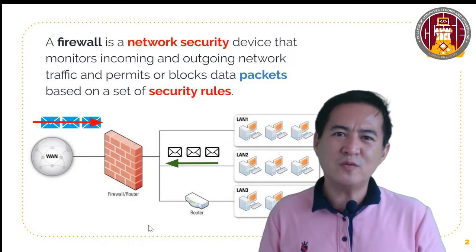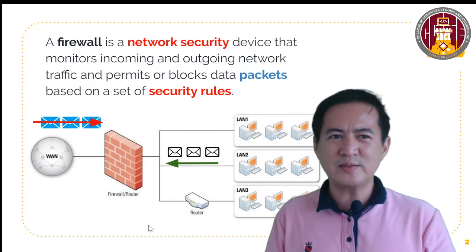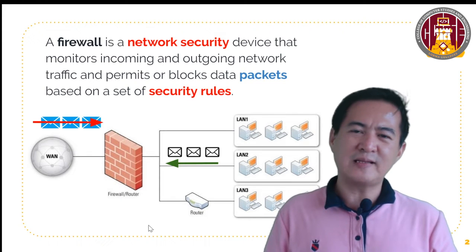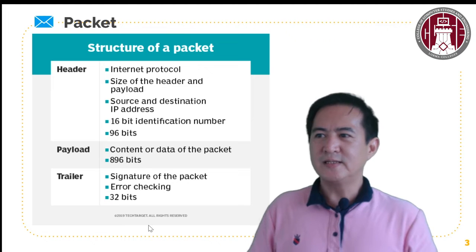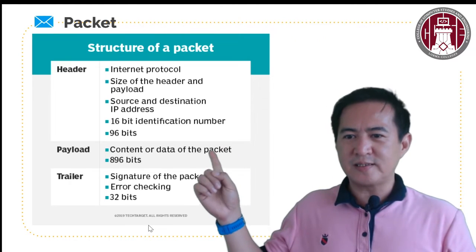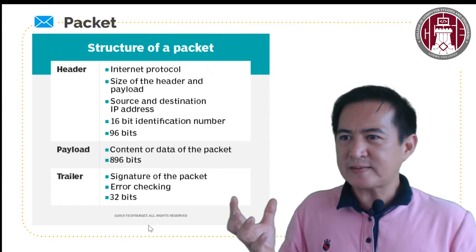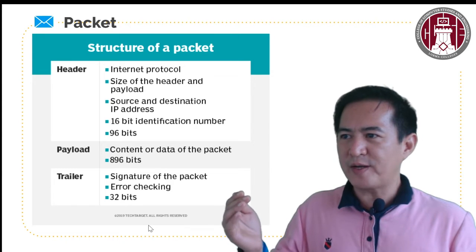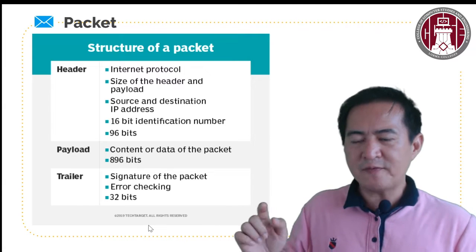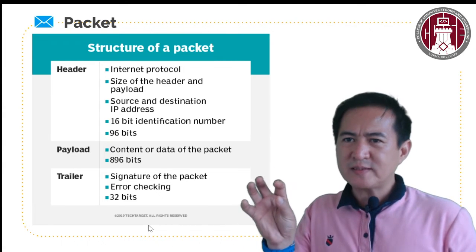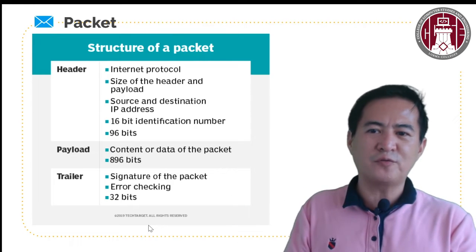So how do we know which packet is allowed to enter the network? Likewise, which packets are allowed to go out? Take a look at this, the structure of a packet. A packet is comprised of a header, payload, and a trailer. And from that information, what kind of information could you use to be able to filter the packet?